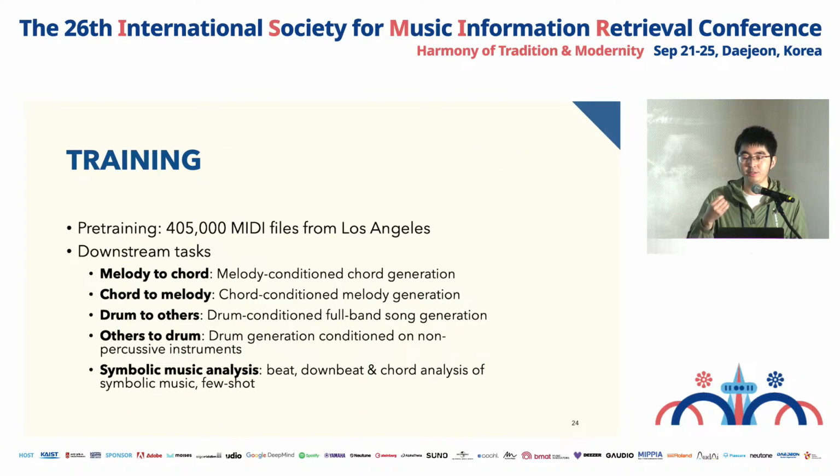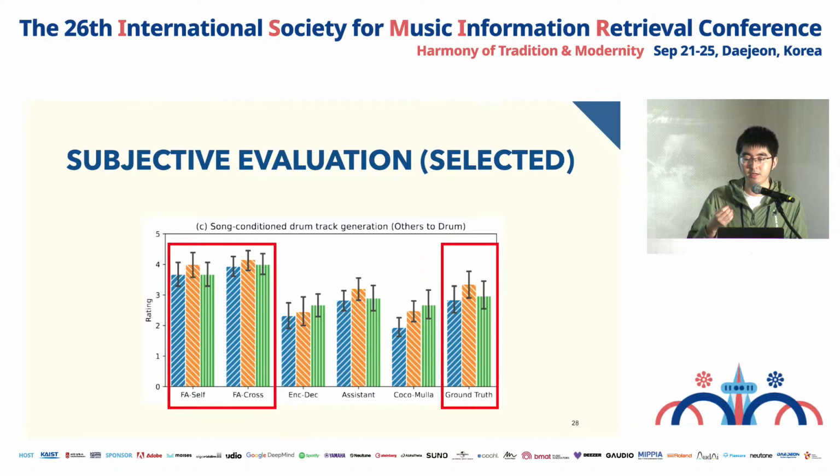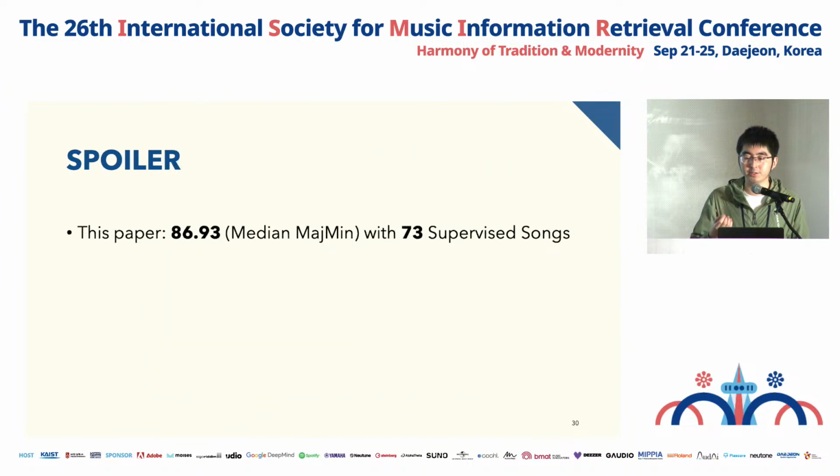We fine-tune our pre-trained MIDI language model on 5 different tasks, including both conditional generation and music analysis tasks. Subjective evaluation shows that our model achieves impressive performance compared to baselines, and sometimes even achieves better musicality compared to the original ground truth, which is really cool. For music analysis tasks, the model also achieves good results on MIDI chord recognition. Notice that this model only requires fewer than 100 songs to achieve this result, which is very nice.